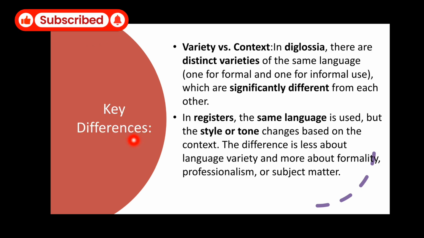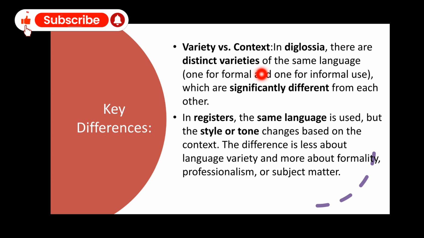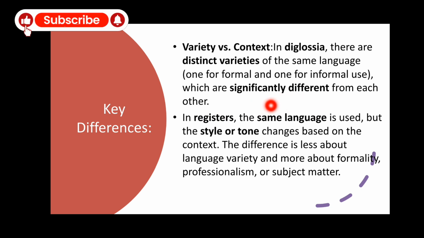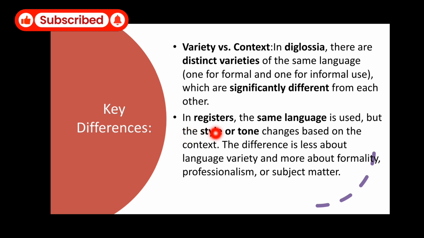Now, key differences. Variety versus context. In diglossia, there are distinct varieties of the same language, one for formal and one for informal use. We learned this, which are significantly different from each other. Significantly different from each other, right? Sometimes not understandable. In register, the same language is used, but the style or tone changes based on the context.